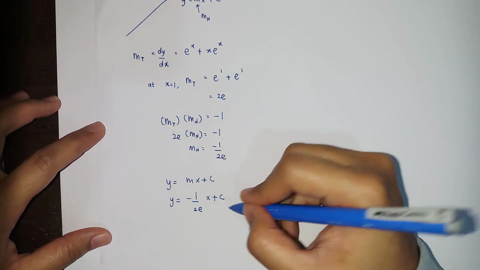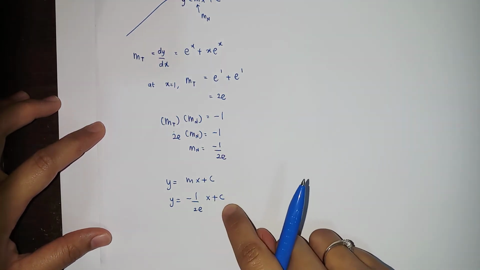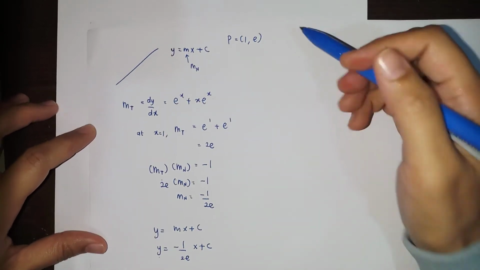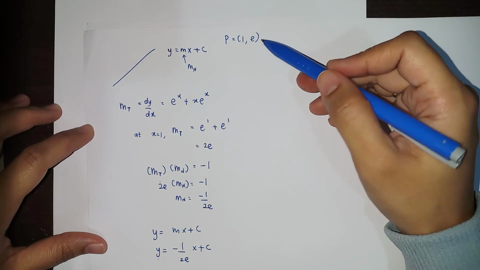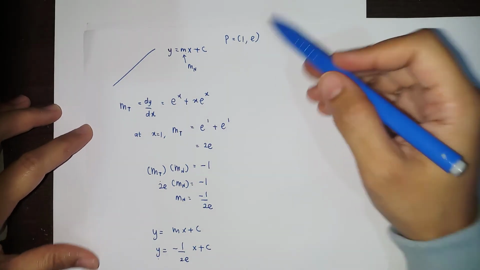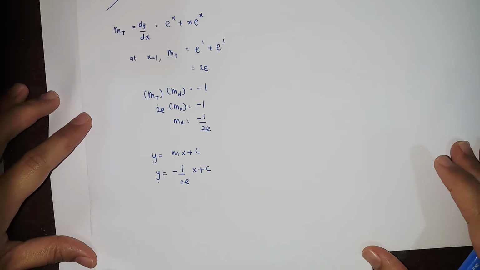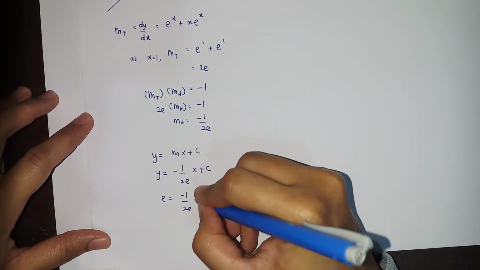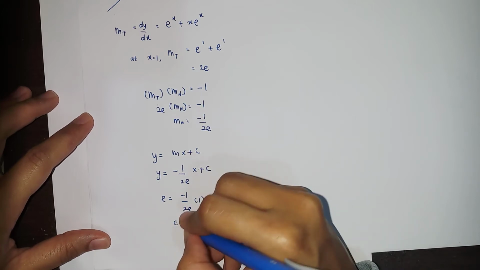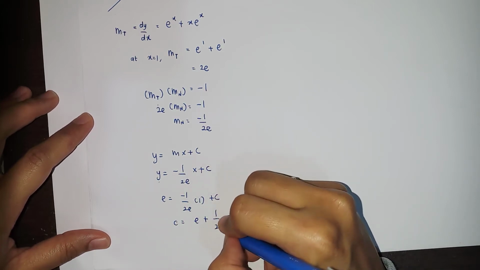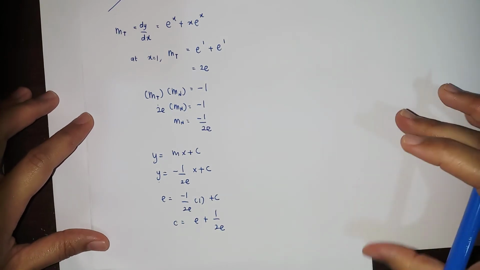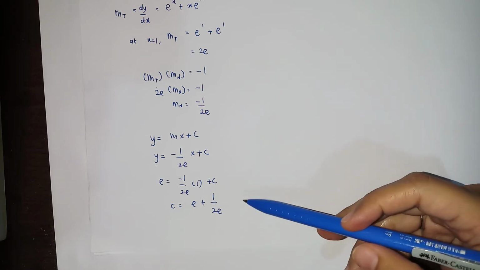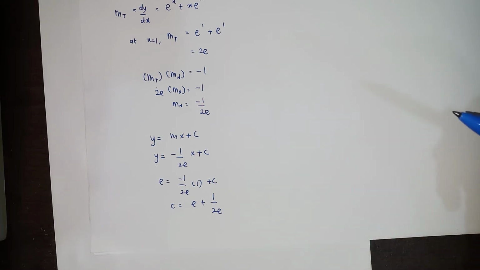Now we need to know what our c is. To find the value of c, you substitute in the values of x and y from the question. The value of x is 1, the value of y is e. Just key in inside the equation. So e equals negative 1 over 2e times 1 plus c. So your c is equal to e plus 1 over 2e. Doesn't look very convincing, right? But it's maths. The answer here looks quite weird, but this is correct.